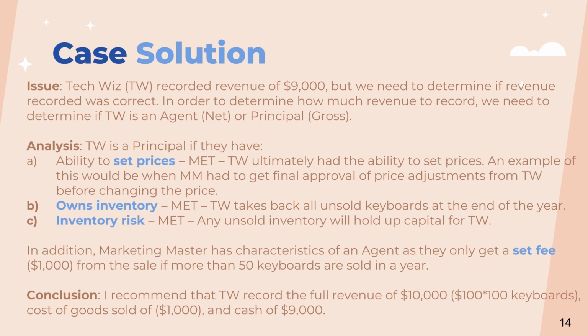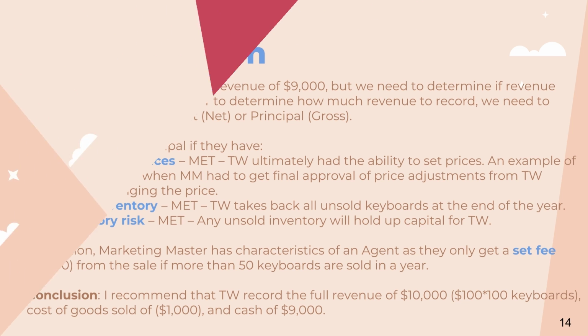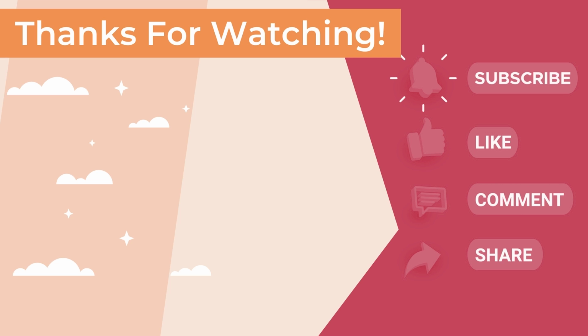In addition, I also wrote that Marketing Master has characteristics of an agent as they only get a set fee, which is $1,000, if more than 50 keyboards are sold in a year. In conclusion, I recommend that TW record the full revenue of $10,000 and cost of goods sold of $1,000 and cash of $9,000. Thanks again for watching, and hopefully now you know how to use the revenue recognition criteria for ASPE. In addition, you know how to use the gross versus net method of revenue recognition.